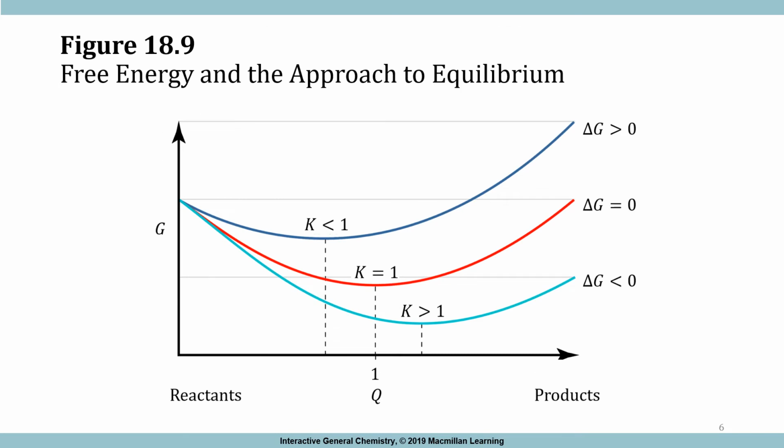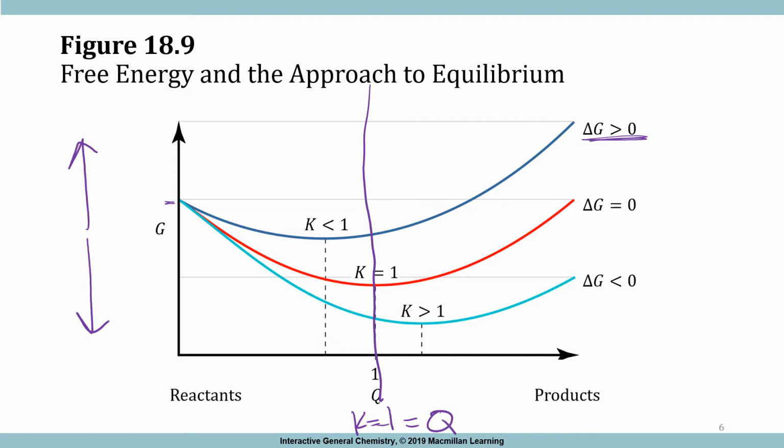Here's a figure that shows that. We all have the same reaction starting at the same Gibbs free energy. As they approach equilibrium, so equilibrium is K equals 1, which is also equal to Q. What is happening as we have reactants and products? At higher Gibbs free energy, that makes it non-spontaneous, and then at lower Gibbs free energy values, it makes it very spontaneous. So you can see that when K is less than 1, it's going to have a delta G of greater than 0, making it non-spontaneous.